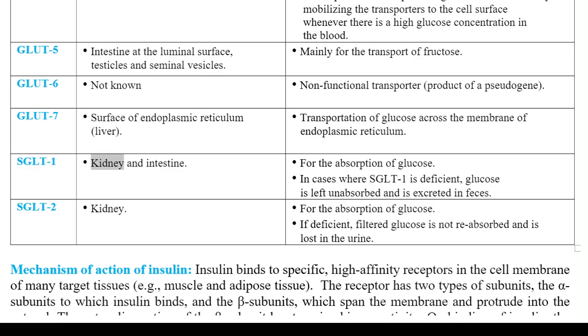SGLT1: kidney and intestine. For the absorption of glucose. In cases where SGLT1 is deficient, glucose is left unabsorbed and is excreted in feces.